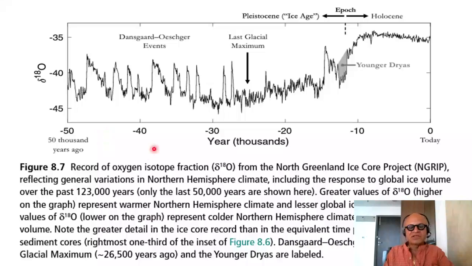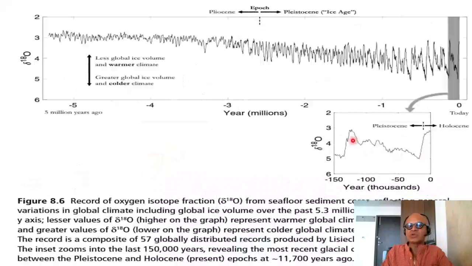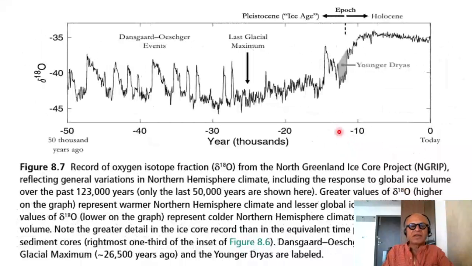Note that there are greater details in the ice core record than in the equivalent time period of seafloor sediment cores, rightmost here, so the time resolution here is much lower than here because of the way the proxies are produced. Sediment is produced by biological activity, leaving the signature, which is very, very slow compared to the glacier, leaving bands of air bubbles and so on within the glacier. So those differences have to be dealt with.